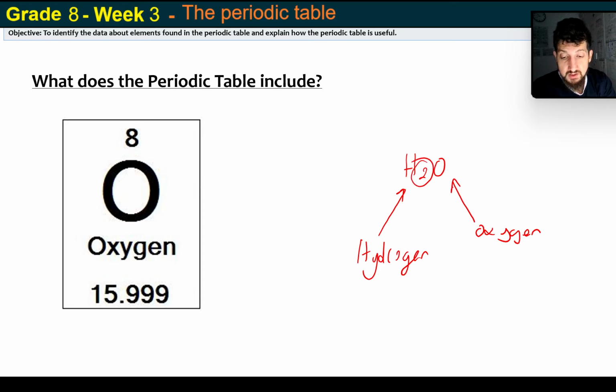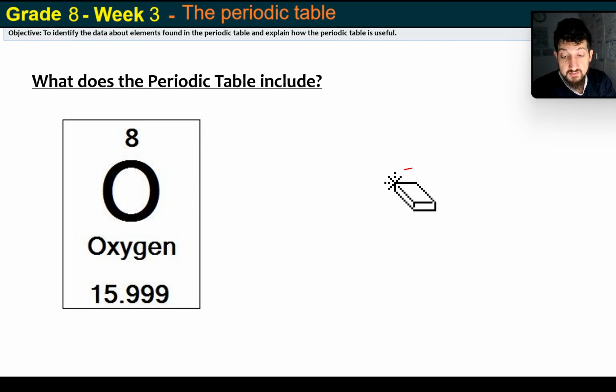So the 2 that comes after the hydrogen refers to the hydrogen. So we've got 2 hydrogen atoms combined, meaning fused, with 1 oxygen atom, and that forms water. Okay, so that's just one example of a compound, and of course we've got millions and billions of compounds. So that's basically, in short, what elements do and how the periodic table works.